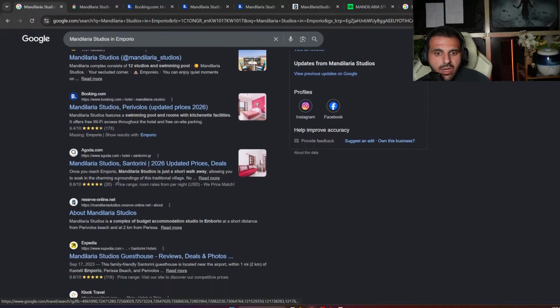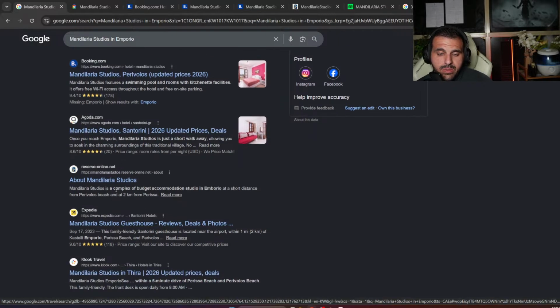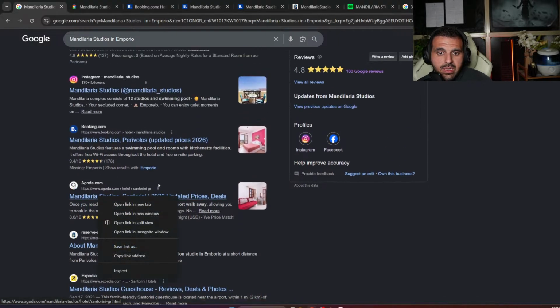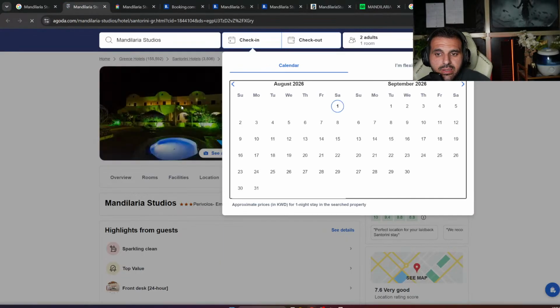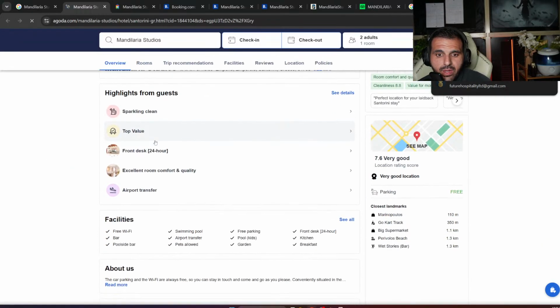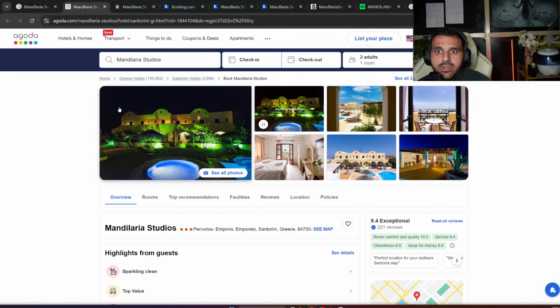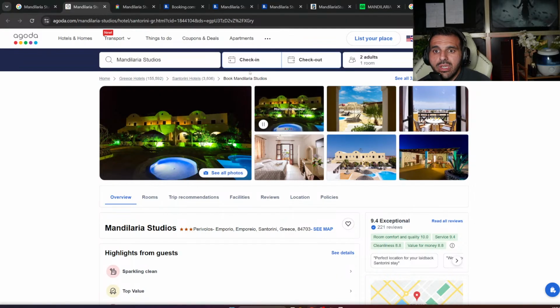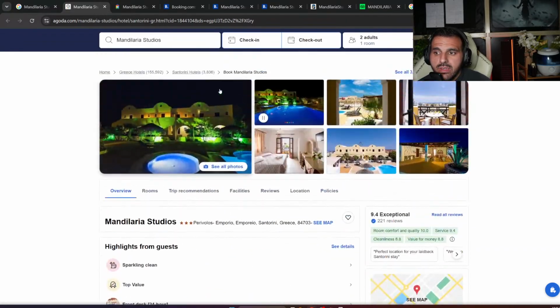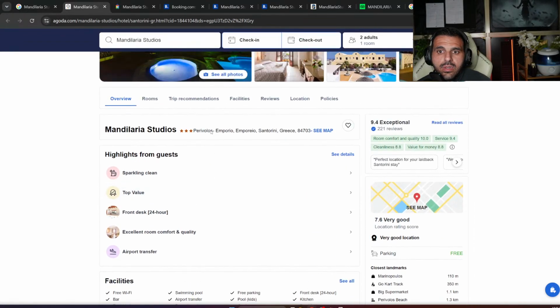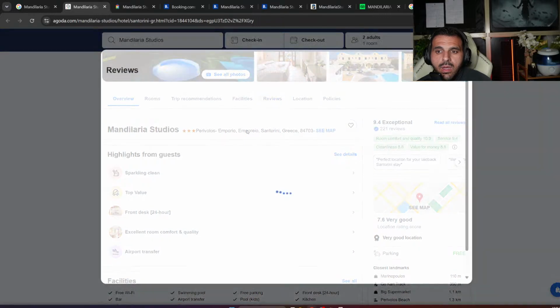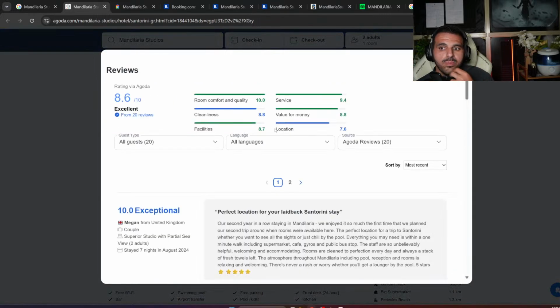Okay, so they are on Agoda with 8.6 out of 10. Expedia, they are also there, high. But interestingly, let's check Agoda because the reviews are a little bit less over it. It's an 8.6 out of 10. Sometimes to chase better prices, they go on Agoda. They throw some cheap prices on websites like Agoda.